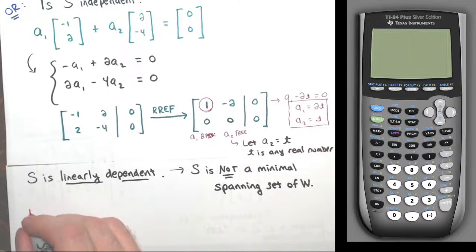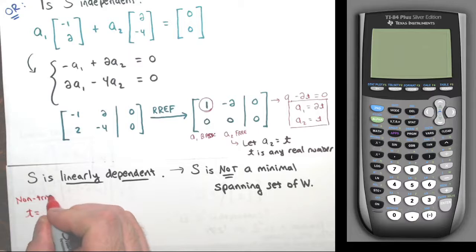You could have t be anything you want. Just don't have t be 0, because if t were 0, that would give me the trivial solution, and I don't want that, right? Here's a non-trivial solution. And a non-trivial solution will help you in finding a vector that can be written as a linear combination of other vectors. So say t were equal to 1.